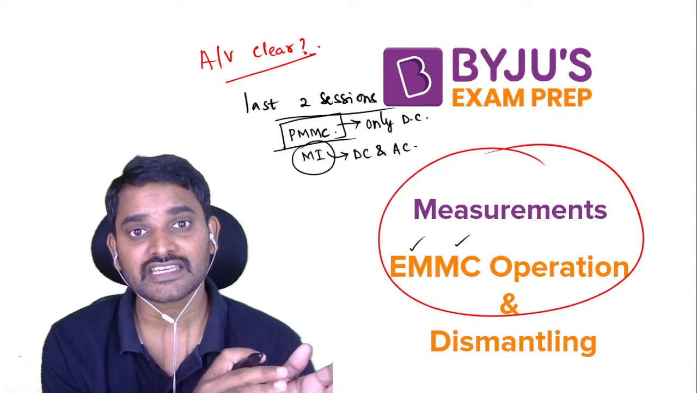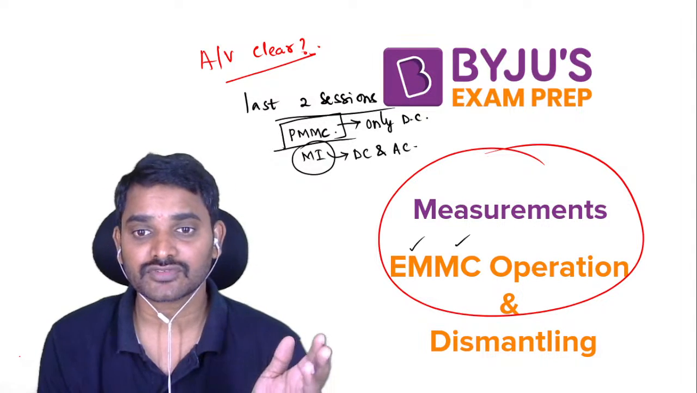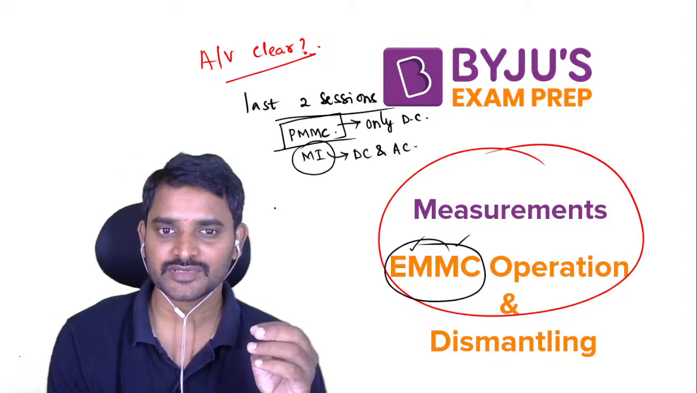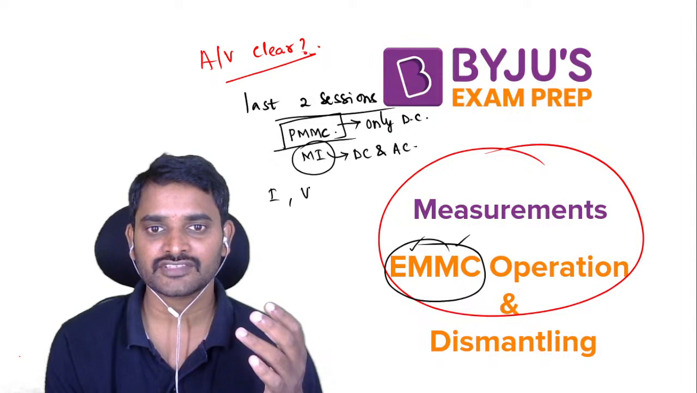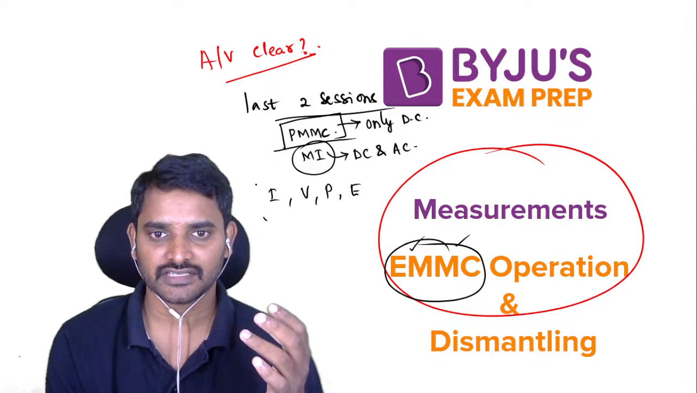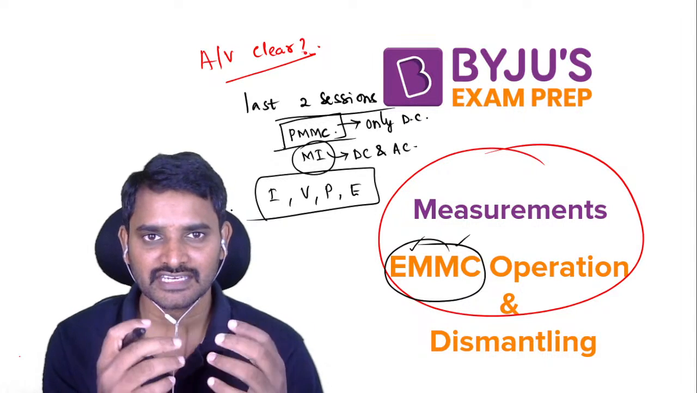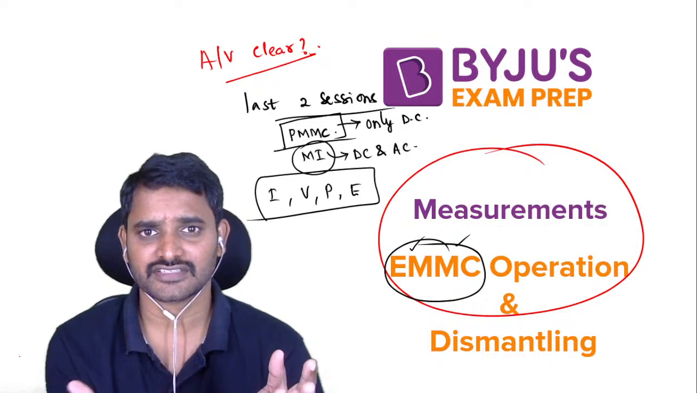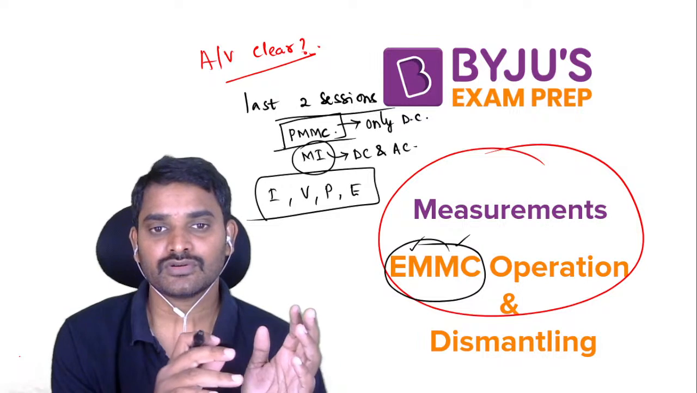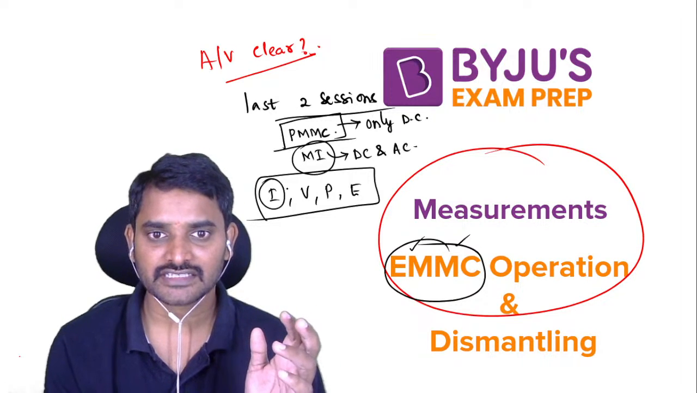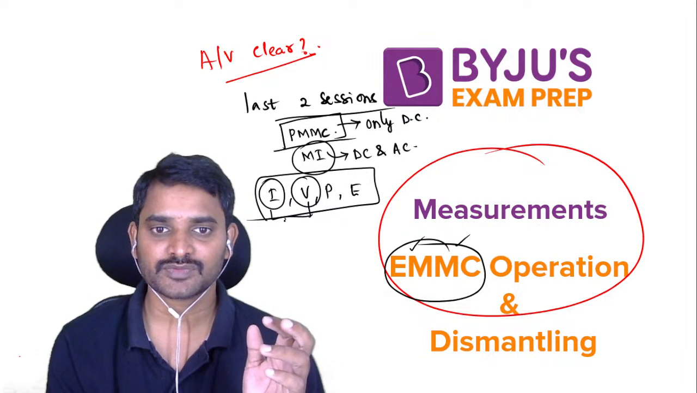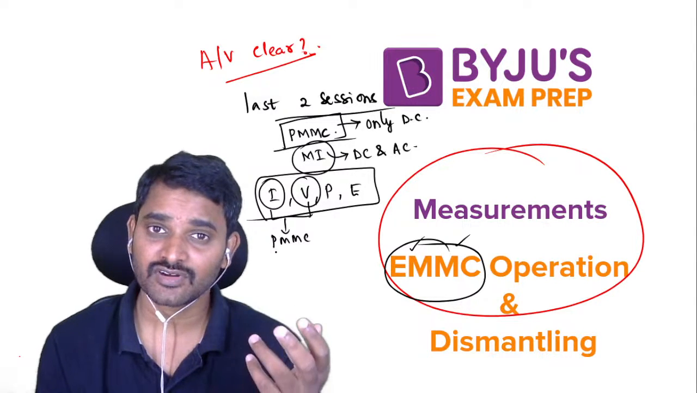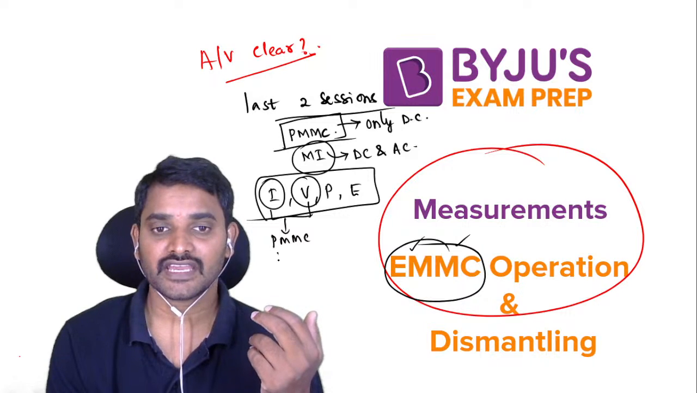Now what is the drawback in EMI instrument? Why do we move to EMMC instrument? These instruments are to measure current, voltage, power and energy. These are the four quantities I need to measure in the electrical circuitry or electrical power system domain. I can measure current and voltage with the PMMC instrument, but I can measure only DC quantity. That's the reason why, to measure AC quantities as well as DC quantities, we have designed EMI instrument.